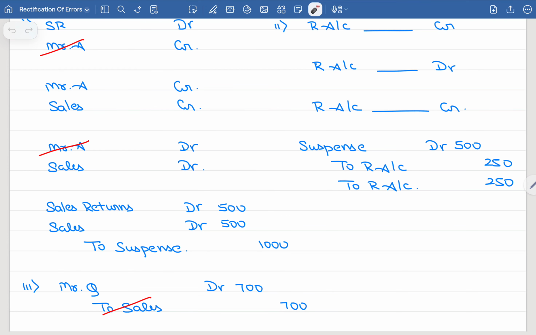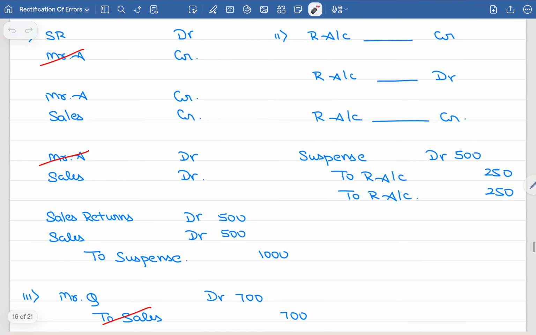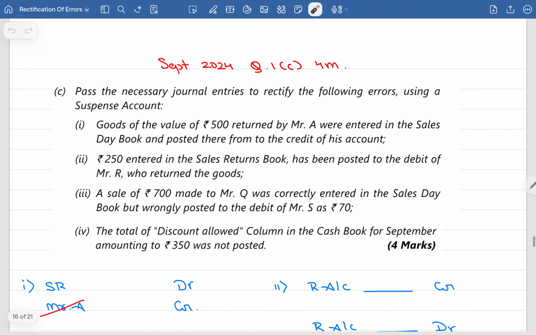Because no account is available for debiting in the journal entry, to complete this journal entry I will use which account? Suspense account debit 500, R account credit 500. You can show it only once as R account 500 rupees. For your understanding I have written it twice. Here R account is credited once, R account is credited twice. Clear? Next one.